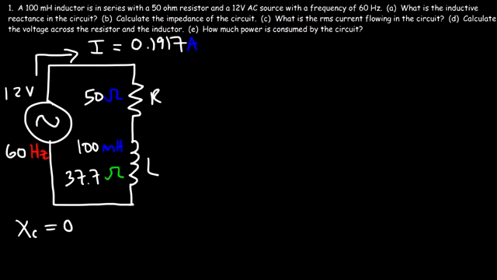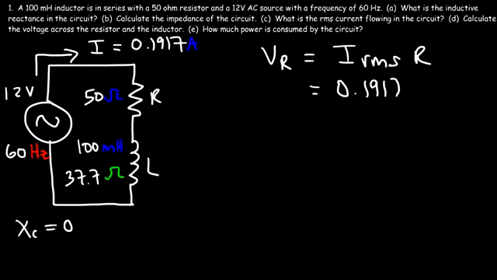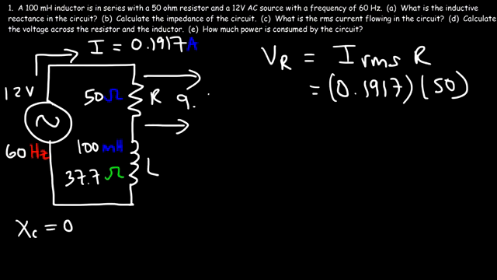Calculate the voltage across the resistor and the inductor. The voltage across the resistor is simply the RMS current times the resistance. V is equal to IR, according to Ohm's law. So the current is 0.1917 and the resistance is 50 ohms. So the voltage across the resistor is 9.585 volts.